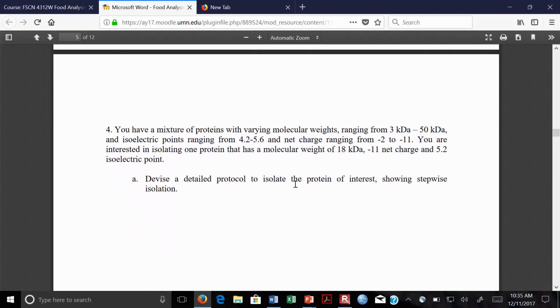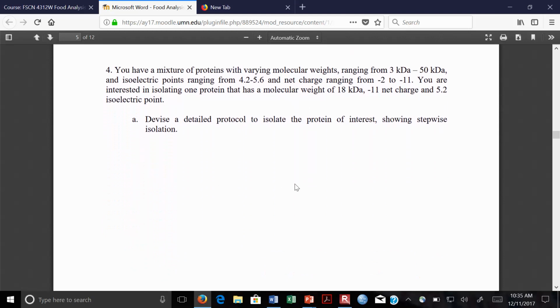All right, let's think about this together. Instead of me just spitting it out. So I gave you 3 different properties of the proteins. I gave you the size, the isoelectric point, and the net charge.